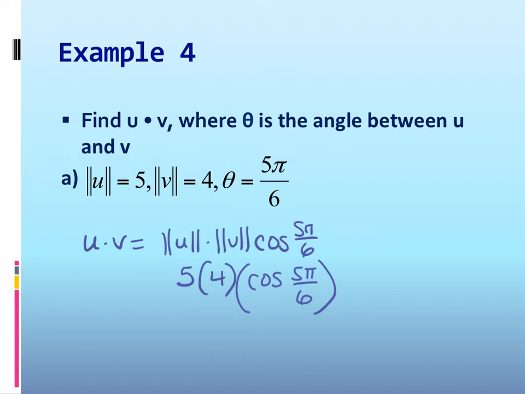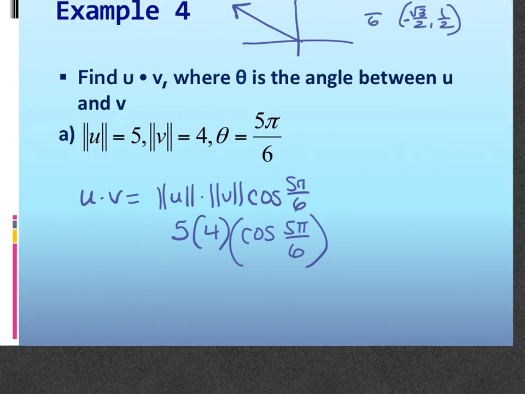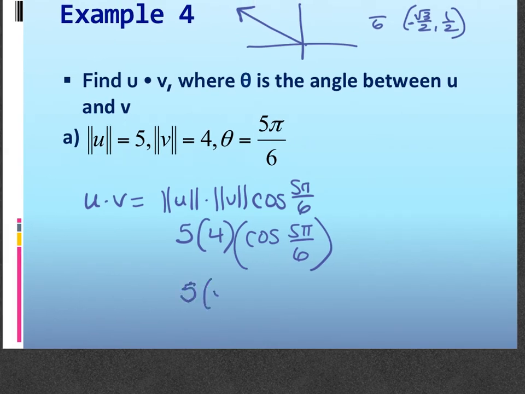We go back to our unit circle, because that's a unit circle angle. Every pi over 6 has what coordinate point? Good. So pi over 6 has root 3 over 2 and 1/2. 5 pi over 6 would be in my second quadrant, which would make that a negative root 3 over 2 and 1/2. So what's the cosine of that angle? Negative root 3 over 2. I can simplify this, and it would be negative 10 root 3.